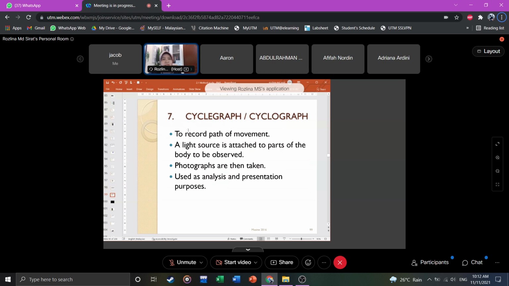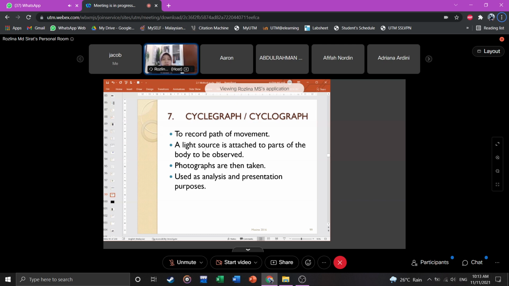Okay, now we go to the cycle graph, or cyclograph, to record the path of movement. When we talk about the time study, we want to study the movement. So this is also to record the movement.